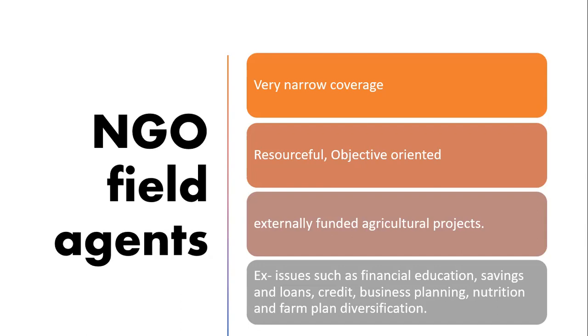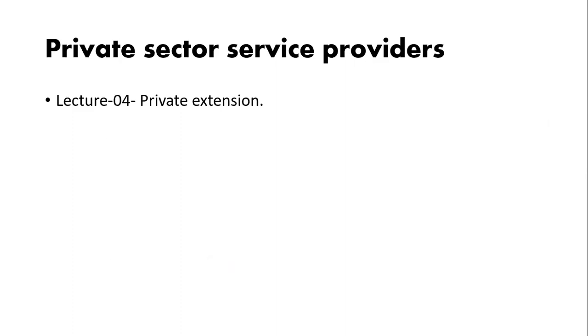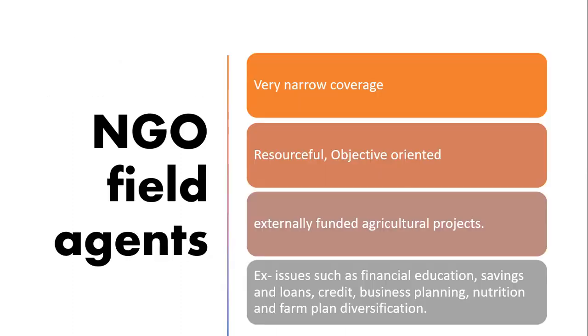But they have a lot of resources, enough money, because NGOs come with good funding and other technology, right? Therefore they have enough resources, and very specific, objective-oriented people, and also external funding. Therefore NGO field agents also play a big role in pluralistic extension where available. For example, financial education, savings, loans, credit, business planning, nutrition, and farm plan diversification. These are the narrow areas they focus on. So he or she is one of the main agents in pluralistic extension.